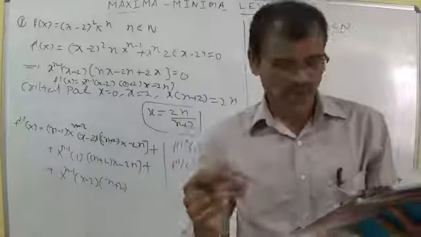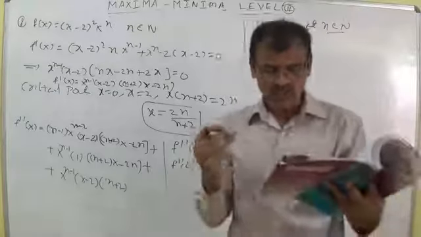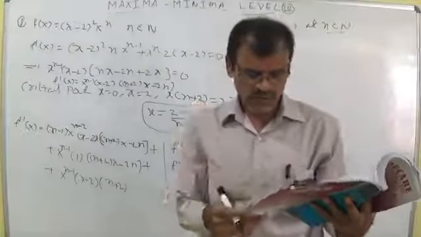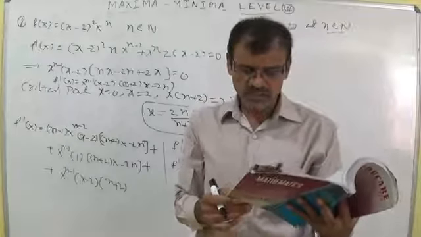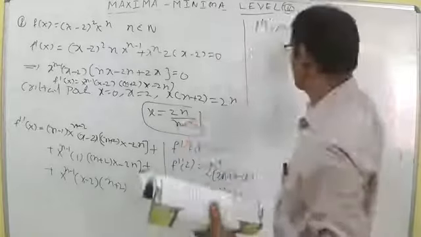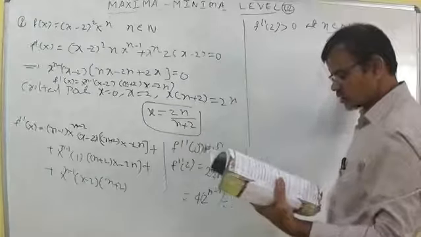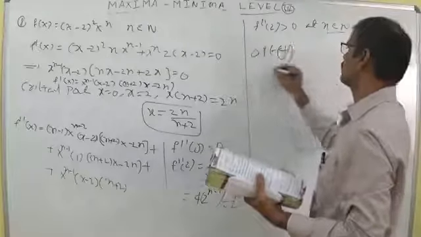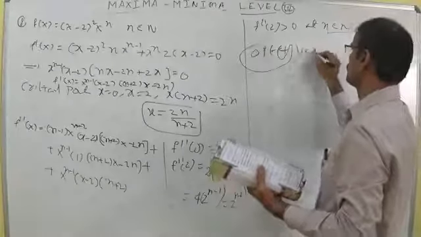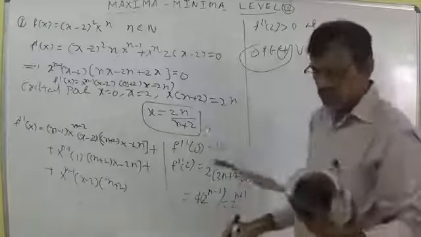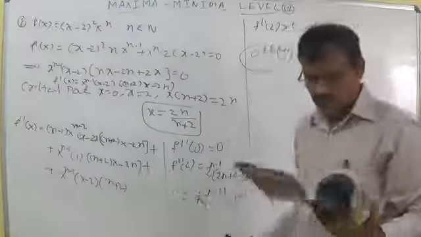But regarding the options, let us discuss. Minimum at x equal to 2 if n is even only, that is the second option, and a minimum at x equal to 0 if n is even, and a minimum at x equal to 2 for all n belongs to N. This one we got. So the 4th option is verified, simply, no need for the derivative test. Option 4 verified, for any n because we got 2 power n plus 1 like that.